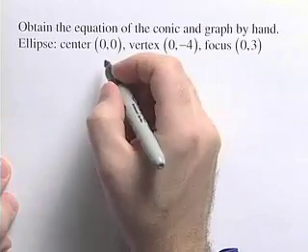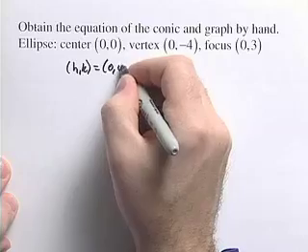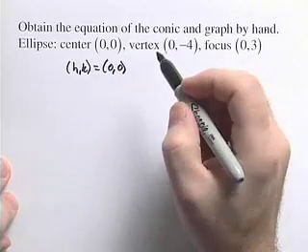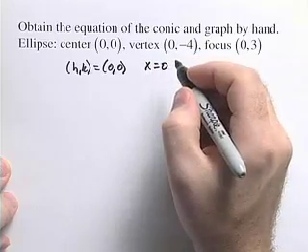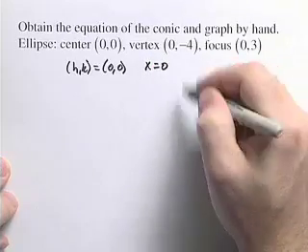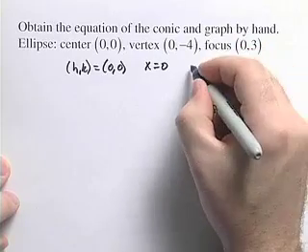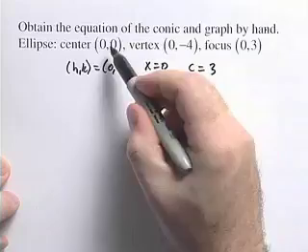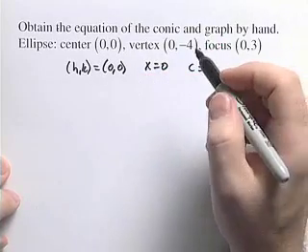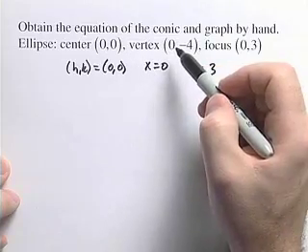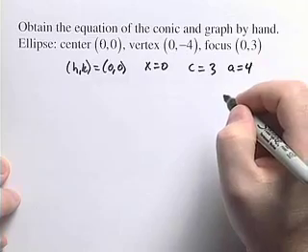Since the center is at (0, 0), we know that (h, k) is equal to (0, 0). The center, the focus, and the vertex all lie on the line x equals 0, so our major axis is going to be the y-axis. The distance from the center to a focus gives us c equal to 3. The distance from the center to the vertex is 4, so we're going to have a equal to 4.